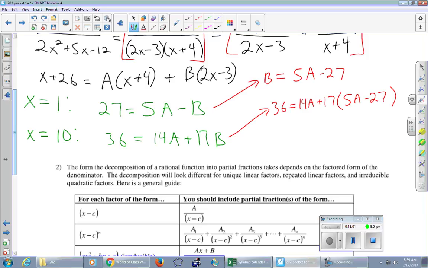And how many letters are in that equation? Just 1. So we keep making these equations better. Okay, so let's solve this thing here. 36 equals 14A plus, what is that? 50, 30, 85?